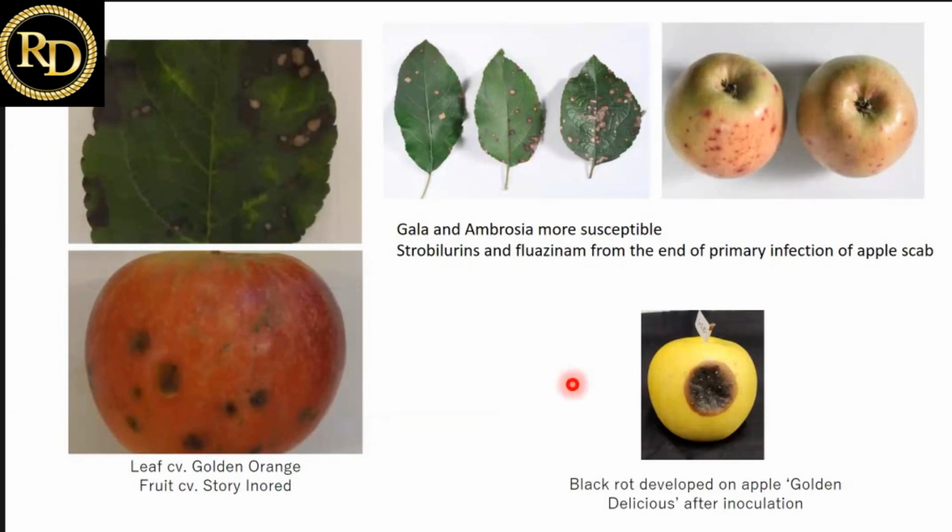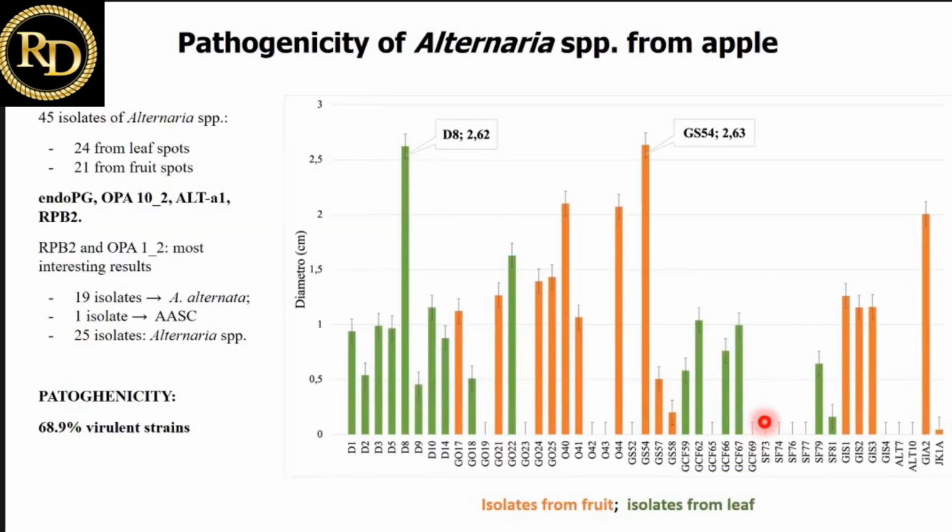Here we see our isolations, in particular from leaf of Golden Orange apple, fruit of Sorino Red, which is a variety resistant to apple scab. As you can see, sometimes the leaf spots or fruit spots are also surrounded by some reddening of the margin. And when we inoculate these Alternaria on fruit, they reproduce the symptoms, but normally this is different. So it is a black rot that we find when we inoculate. So also pathogenicity tests are not very easy to be carried out.